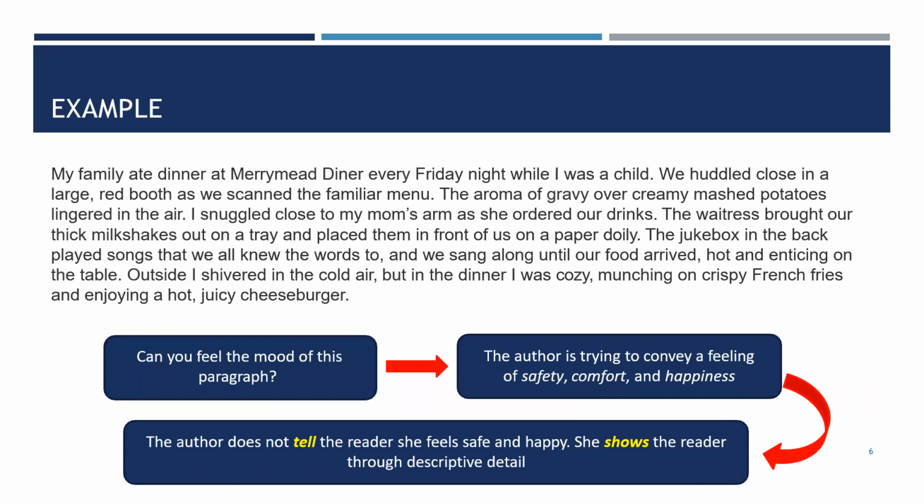Okay, let's see the example. So this is the example of descriptive paragraph. My family ate dinner at Mary's diner every Friday night while I was a child. We huddled close in a large red booth as we scanned the familiar menu. The aroma of gravy over creamy mashed potatoes lingered in the air. I snuggled close to my mom's arm as she ordered our drinks.